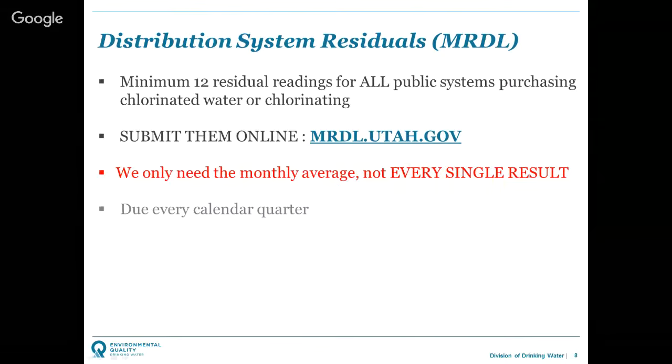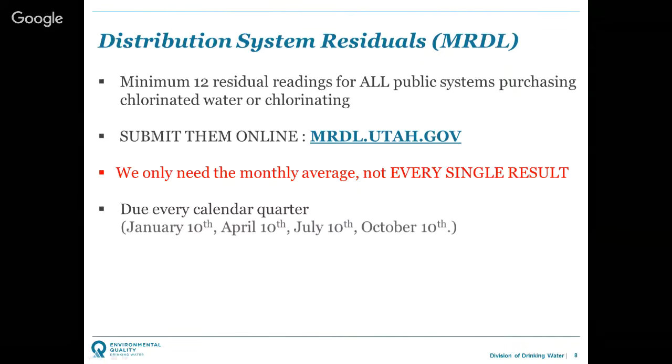I don't require it this way, but I do prefer it because if you submit them using myrtle.utah.gov, you are reducing the probability of getting a notice of violation because there's no human interaction and it's an immediate upload to our database. We don't need every single result. We just need the monthly average and the total number of samples that you took.